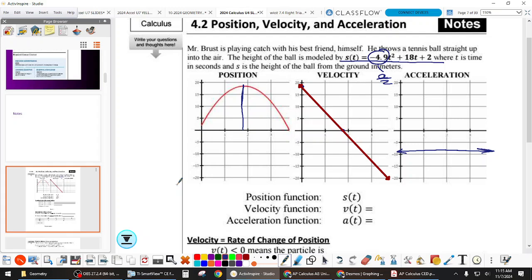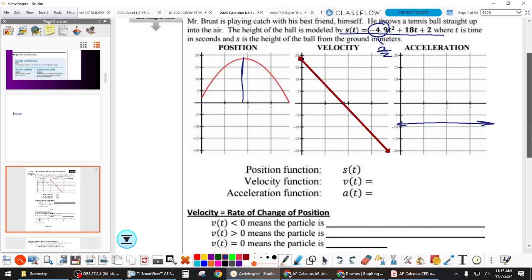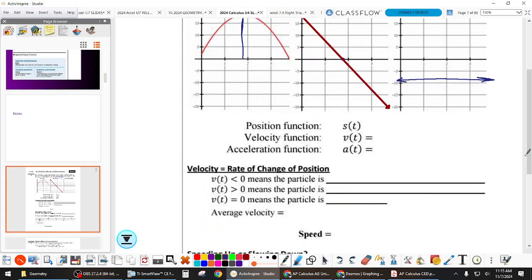All right, so we'll do some relating of graphs. We have actually done that. I think we're prepared for it, but we'll do some of that in this section. So position is s, velocity is ds/dt, and if you want your Lagrange notation, s prime of t. Acceleration we know is the double derivative, or second derivative, of the position function with respect to time.